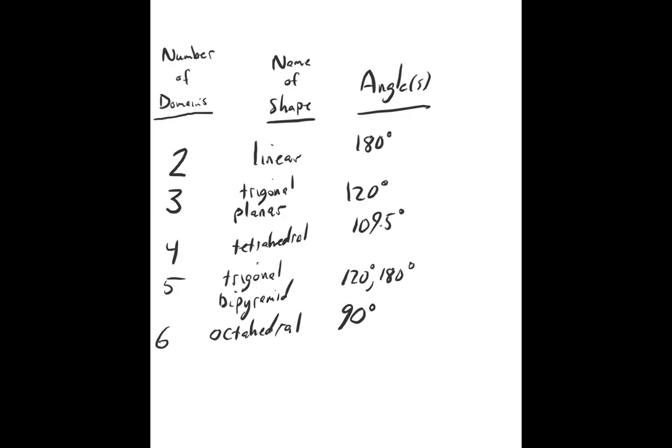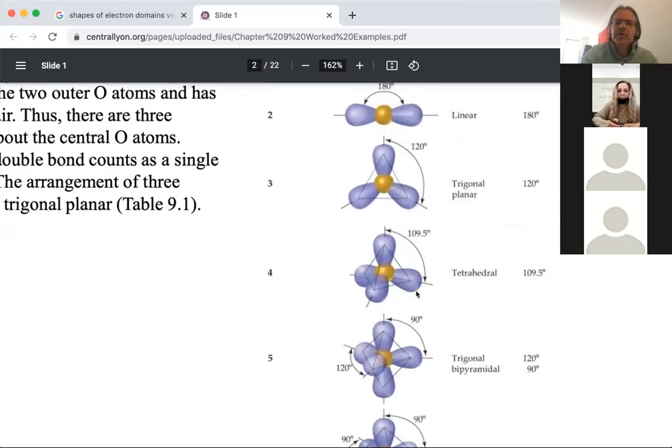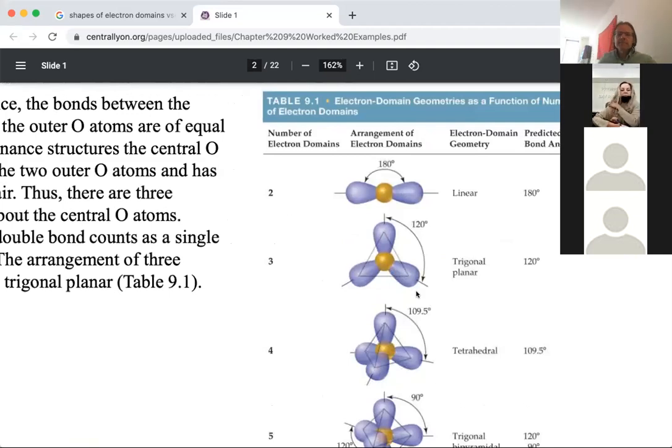Okay, so let's do this one. Let me see if I can make this a little bit bigger. Here we go. Okay, so take a look at this one. The one at the top, that's where you have 2 electron domains. And notice they're representing the electron domains as orbitals, like atomic orbitals, like a p orbital or something like that. We're going to talk more about orbitals in molecules later. When you have 2 of those domains, they're as far apart as they can be, so it's linear, and that's 180 degrees.